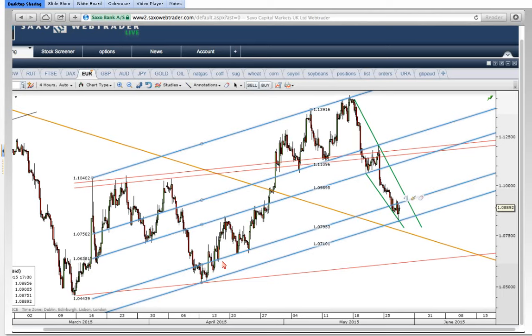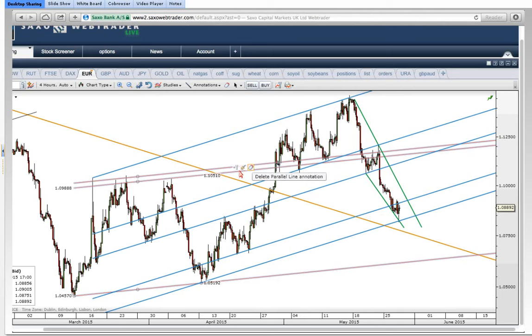which will take us to a higher level. The red one I deleted as it has been violated several times, broken up and down. So I usually delete that. And yeah, this is the roadmap of the Euro US dollar.